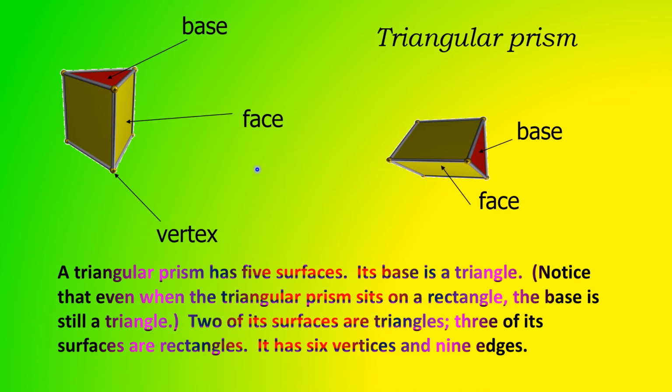Count how many vertices it has. 1, 2, 3, 4, 5, 6 vertices, that is 6 corners and 9 edges. Here 1, 2, 3, 4, 5, 6, 7, 8. Back side here one more, 9. Okay.